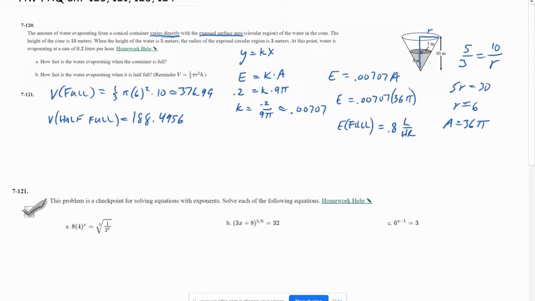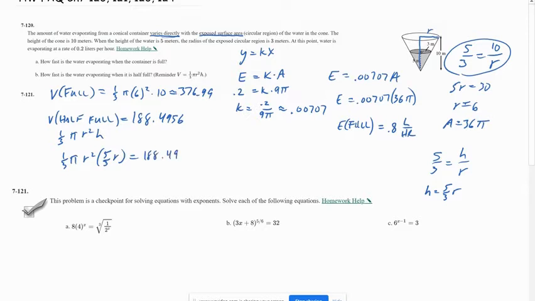And now we just need to find the radius at that time and the height. And so according to this proportion that we had, the ratio of height over radius is always 5/3. And so that means our height is always 5/3 the radius. If you multiply both sides by r, height equals 5/3 radius. And so over here we have 1/3 pi r squared h, but h is 5/3 r, equals 188.4956. And so that is 5/9 pi r cubed equals 188.4956.